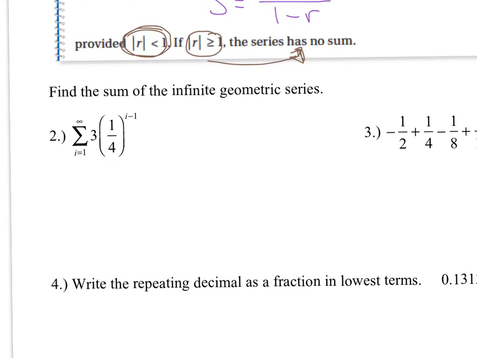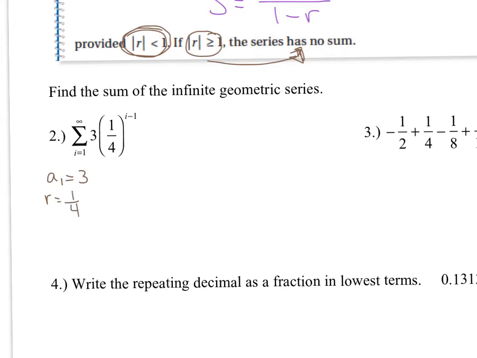For number 2, here we have an infinite series. We know it's infinite because there's an infinity along the top, so we're going to sum these up to infinity. This is already in geometric form, so 3 is the first term of your series, and the ratio in this case is 1/4. So I'm just going to list that out. A sub 1 is equal to 3. You could list out the first couple terms if you like, but I already see that this is in that form. And the ratio in this case is 1/4.